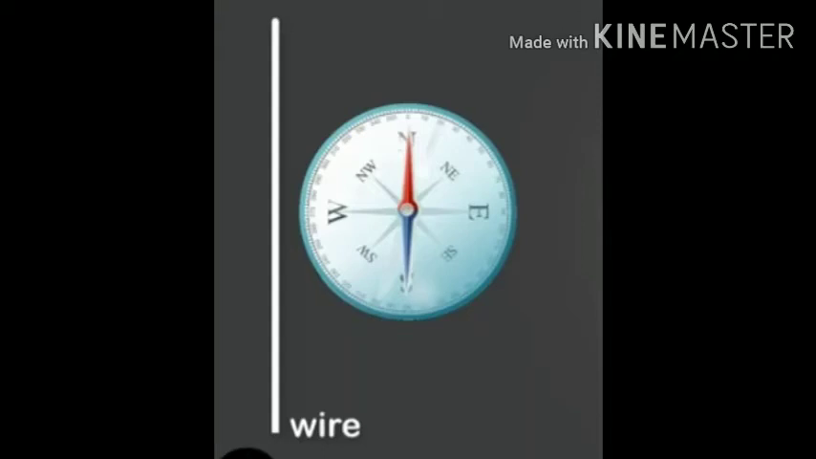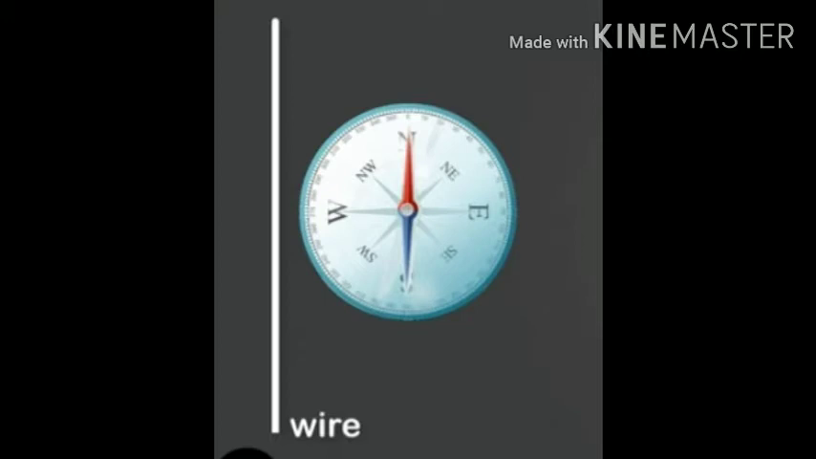Force on a current carrying conductor in a magnetic field. This is our today's topic. In our last class, we have learned that an electric current flowing through a conductor produces a magnetic field. How can we find this magnetic field? Can you recollect how we find this magnetic field?